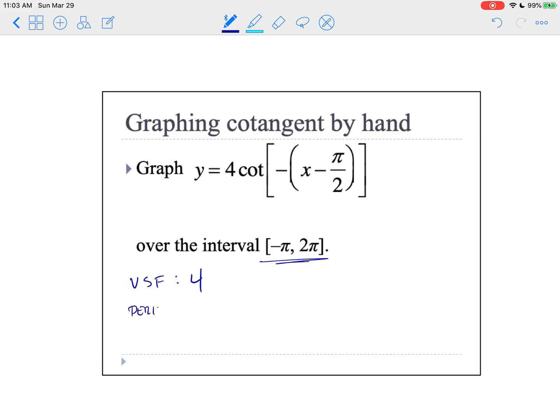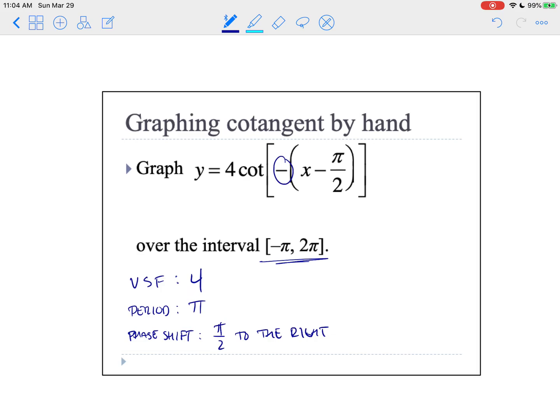Our period is pi over b. Now b in this case is -1, but a period being negative doesn't make sense. So it's really just divided by 1. In this case, the period is still pi. I mean, technically it comes out to -pi, but going pi to the left or going pi to the right doesn't really matter. And our phase shift is going to be pi over 2 to the right.